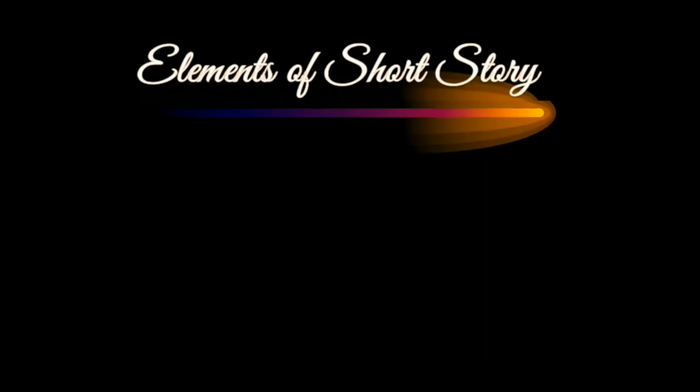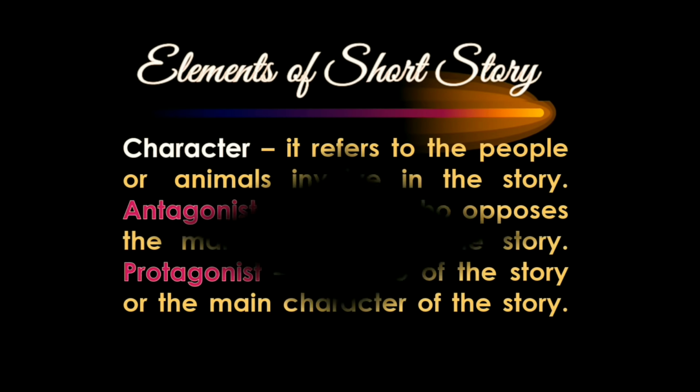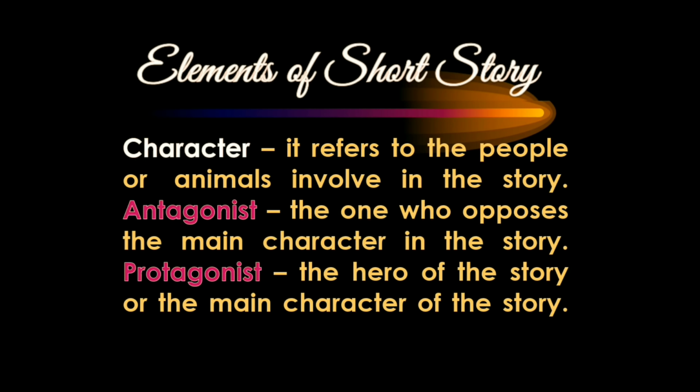Here are the basic elements of a short story. Let's start with the character. This refers to the people or animals involved in the story. The character could either be antagonist or protagonist. Antagonist, the bad guy in the story, or the one who opposes the main character. And the protagonist, usually the good guy, or the hero of the story, or the main character.